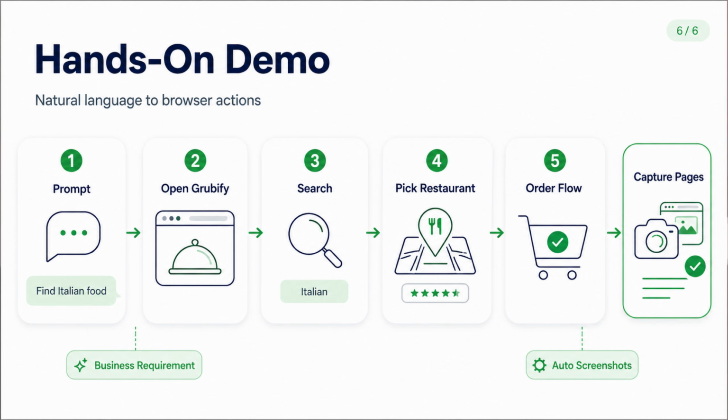I already have a food delivery application called Grubify deployed. It contains multiple restaurants and different food categories. Then we'll provide the user flow in natural language, just like a real business requirement.